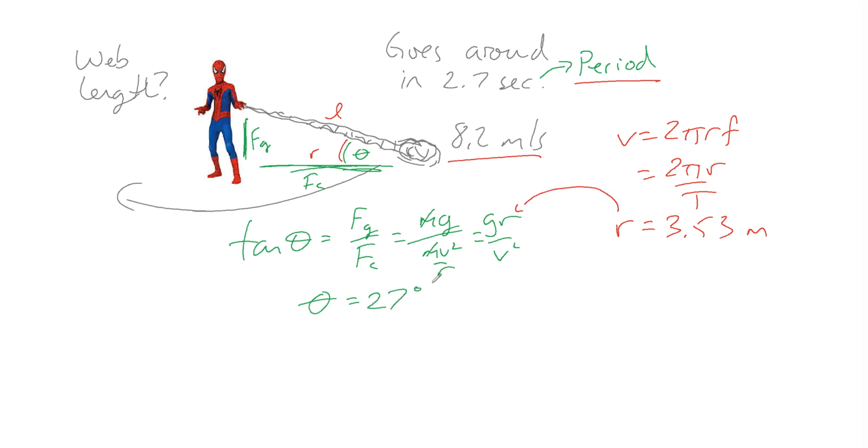Now that I have the angle for the forces, which is also the angle used for the radius and the length, since they share that angle, I can now calculate the length of the web because it's just a right triangle using the radius and the 27 degrees. So the length of the web would just be the radius divided by cos theta. I know my radius is 3.53, the web's going to be a little bit longer than that, and if I punch it out, I get a web length around 4.0 meters. Okay, so that would be the length of the web going around the circle.